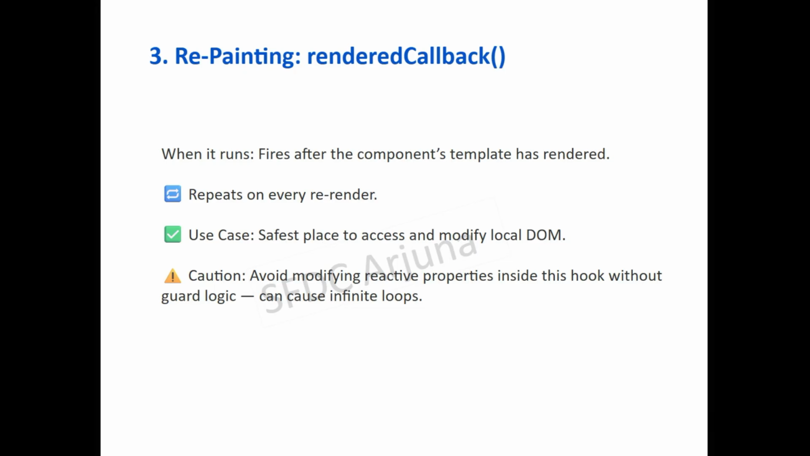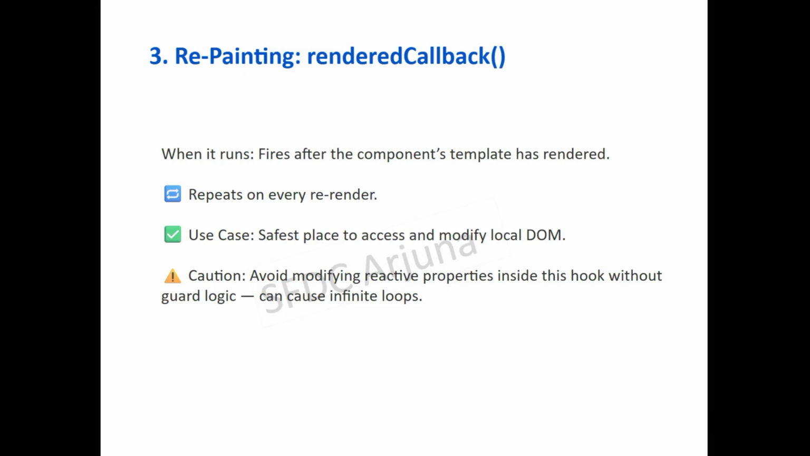Okay, powerful, but sounds like there's a catch. What's the big warning sign here? Oh, the infinite loop. It's almost a rite of passage. If you set a reactive property inside rendered callback, well, think about it. You change the property, that triggers a re-render, which triggers rendered callback again, which changes the property, and boom, your browser freezes. Right, not fun.